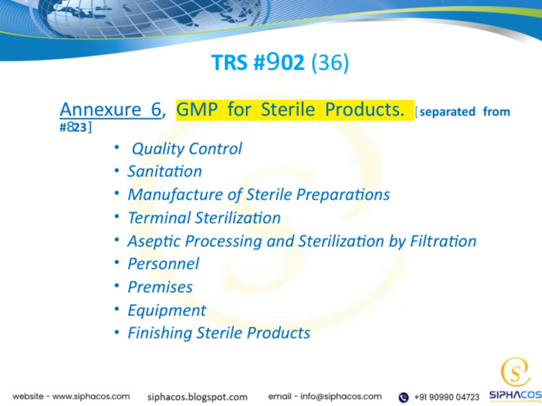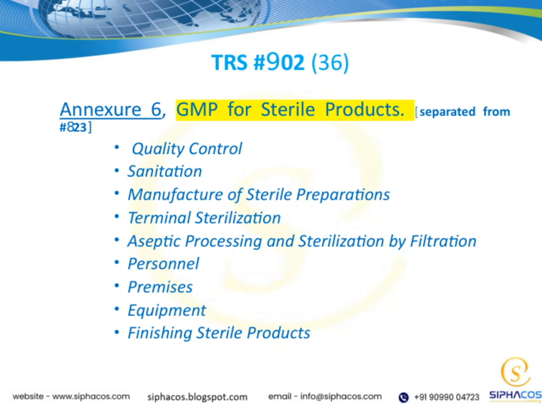When it comes to manufacturing sterile preparations, there are two main approaches: terminal sterilization and aseptic processing, with sterilization by filtration. Terminal sterilization involves sterilizing the product after it's fully prepared, while aseptic processing requires maintaining a sterile environment throughout the manufacturing process, often utilizing sterilization by filtration.